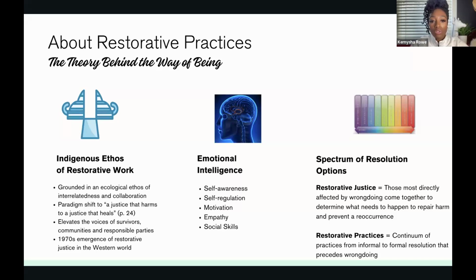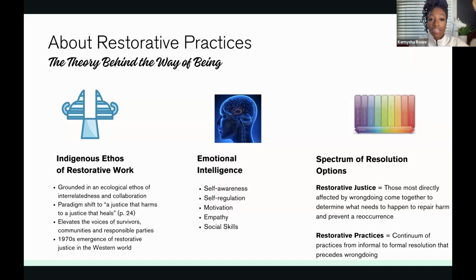And bringing it back to the Western world, as I said, this isn't a new way of being that we've just simply discovered and applied to say, this has some value here. In the literature, we start to see a reemergence of restorative practices around the 1970s in the Western world, but it's very important to know that it certainly has centuries of work in Indigenous cultures.